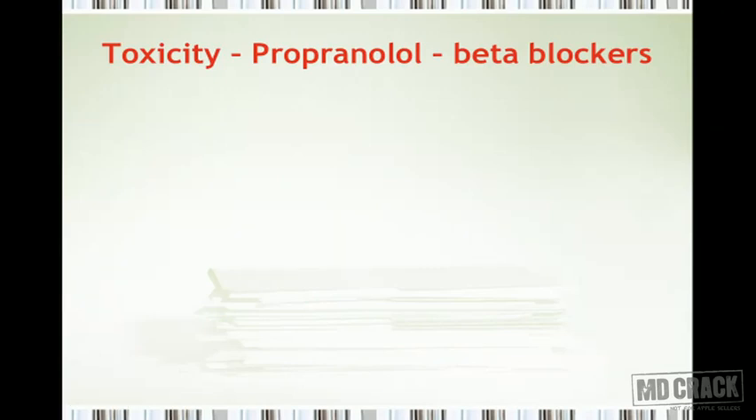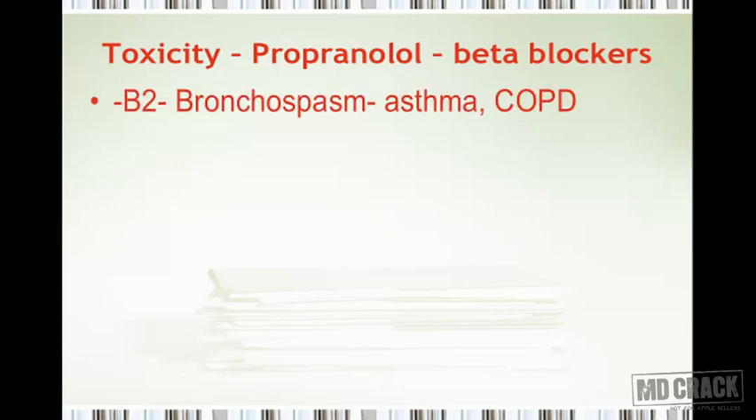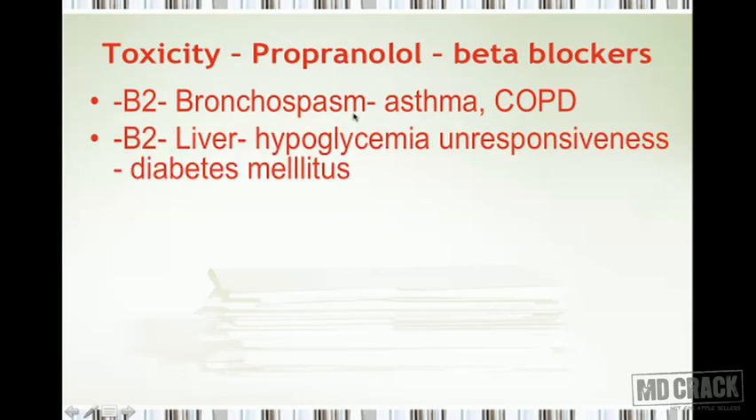Now we go to discuss the toxicity of beta blockers, remembering propranolol as the prototype. Remember, it's going to block the beta receptors, and if it's non-selective, it's going to block beta 1 as well as beta 2 receptors. So when you start blocking the beta 2 receptors, it's going to lead to bronchospasm, and it's going to precipitate conditions like bronchial asthma, or the patients who suffer from chronic obstructive pulmonary disease are going to get bronchospasm. The second important beta 2 receptor is present in the liver, and we are going to block this beta 2 receptor. What's going to happen is, in response to hypoglycemia, the liver is not going to bring glucose into the systemic circulation. So this patient is not going to respond to hypoglycemia, which is called hypoglycemia unresponsiveness.